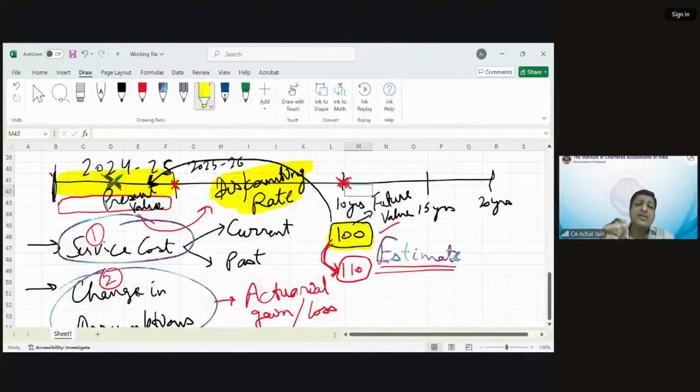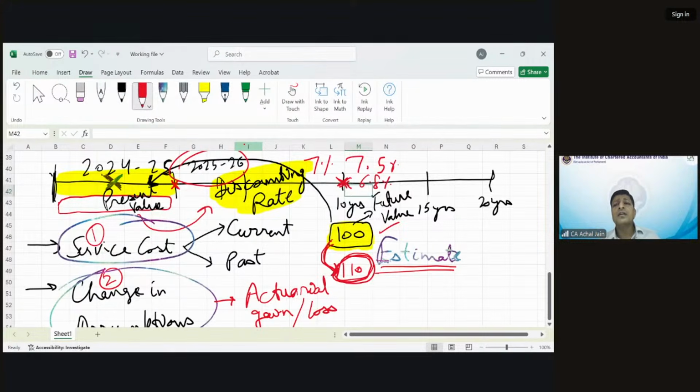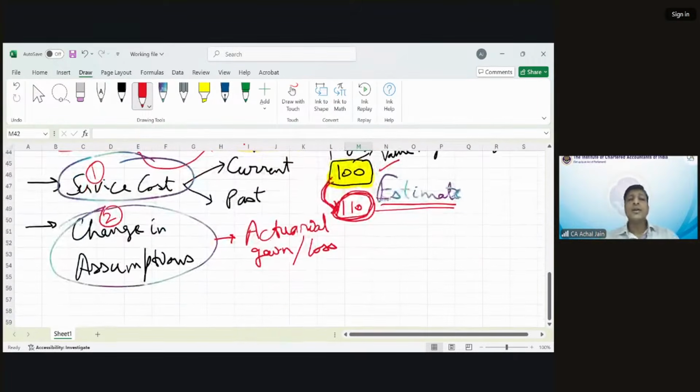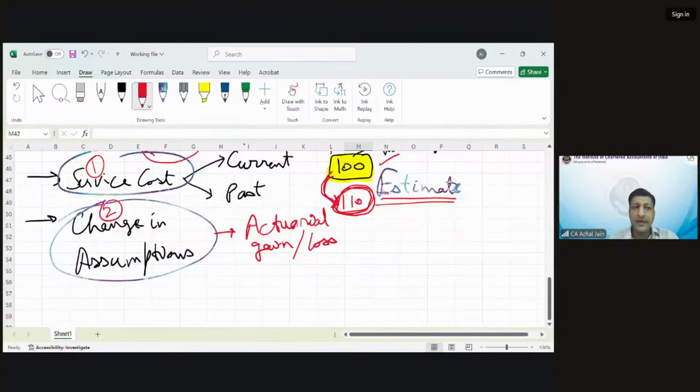So when you are discounting 100 for 24-25, let's suppose the rate is 7%. When you are getting to 25-26, when this liability gets updated to 110, which you then discount, this rate may be 7.5% or maybe 6.8%. Yes or no? So there is another factor which will get added to the component of the cost of defined benefit plan. What is that? Interest cost.